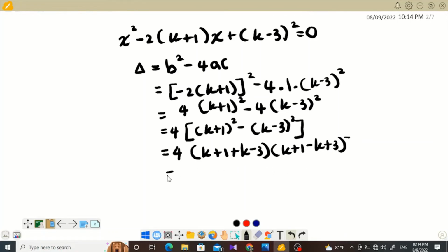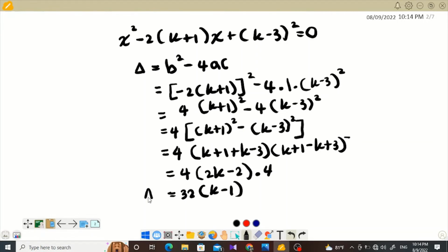Now I am going to simplify. k plus k means 2k, 1 minus 3 means minus 2. Then k minus k is cut out, and 1 plus 3 is 4. Then 4 into 4 is 16. We can take 2 outside as a common term. Then 16 into 2 is 32. Then we get the discriminant value 32 into (k minus 1).